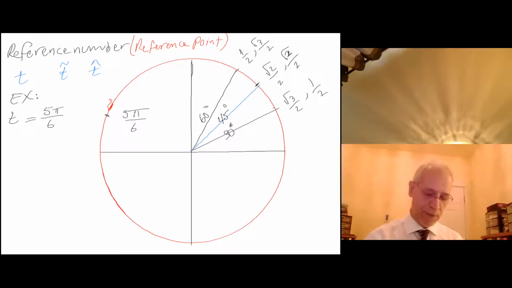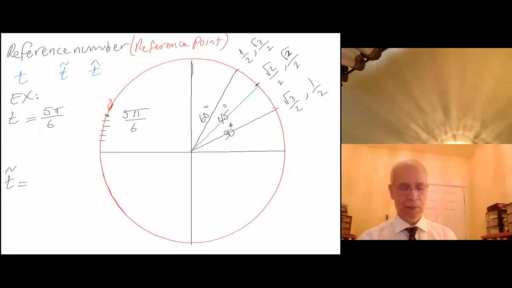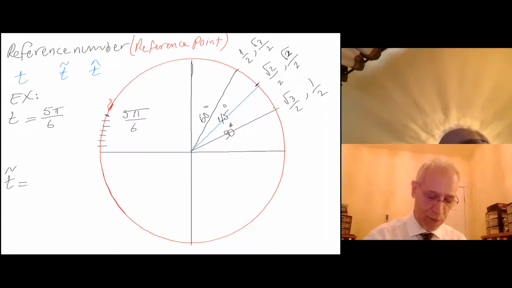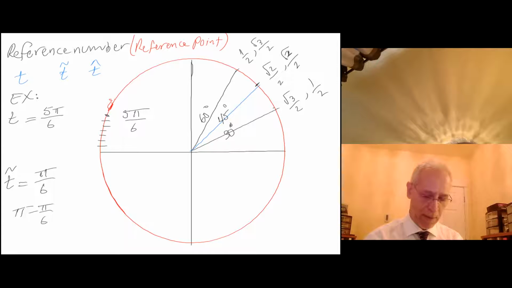Well, then what is t tilde? In other words, what is this distance in here between 5π/6 and the x-axis? Well, from the picture, you can clearly see that the distance is π/6. You can also use algebra and say that you have π minus 5π/6, and that gives me π/6.